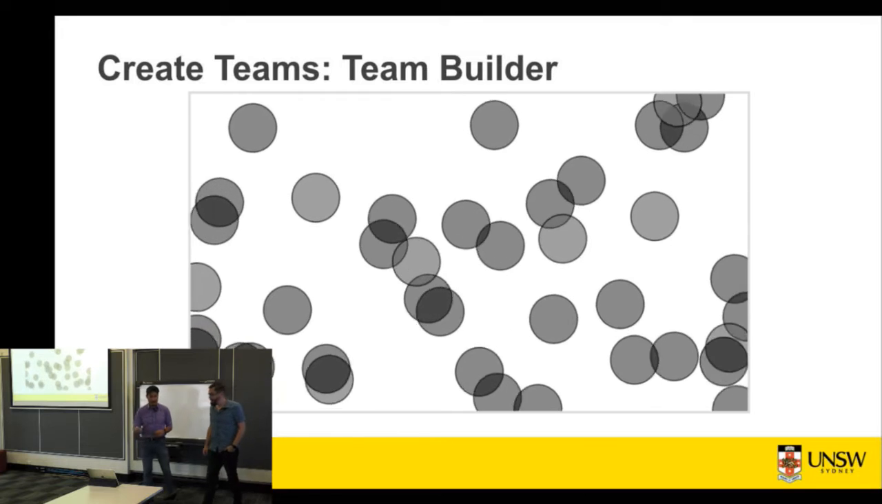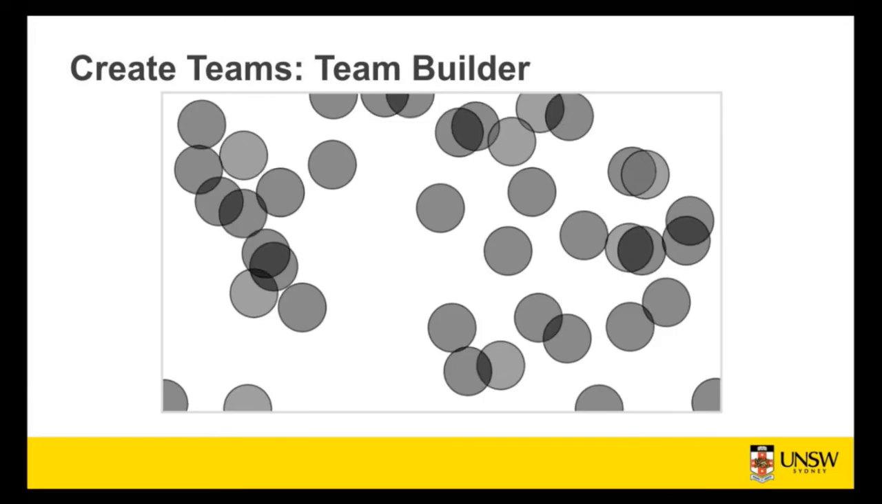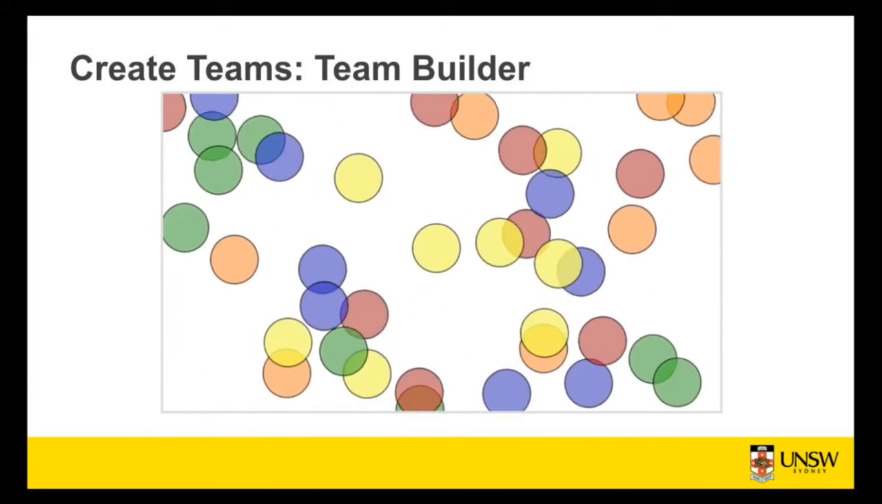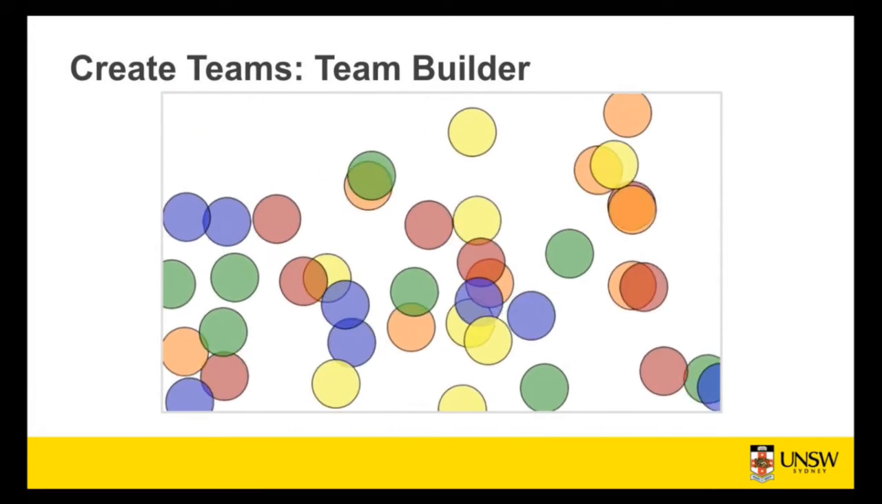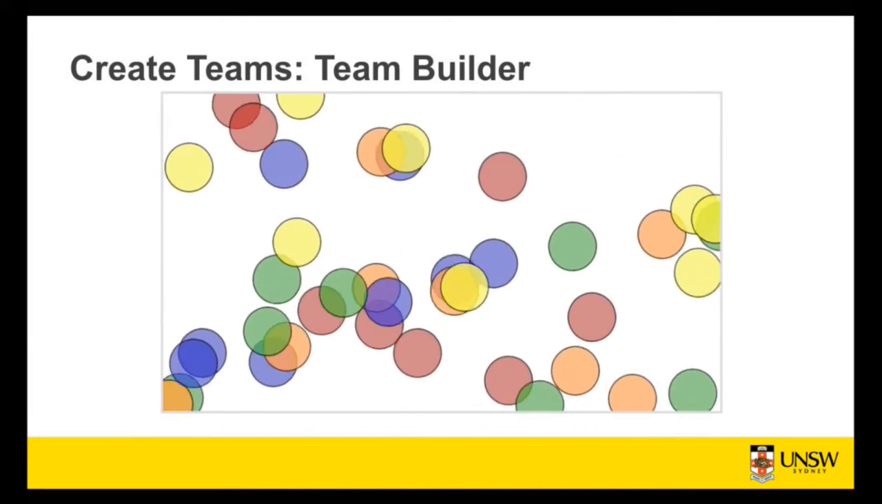And Morgan's going to talk about Team Builder. Yeah, so the first step is making teams, and we've got our random cohort of anonymous students here. We could assign groups randomly, but of course that cohort isn't just all uniform automatons, they're individuals. They've got different skill sets, they've got different things they're going to bring to a group.